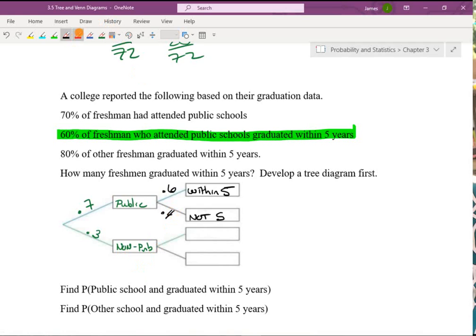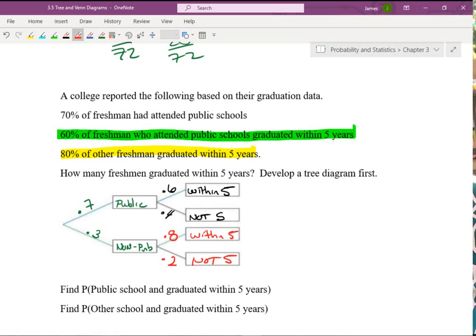It says 80% of other freshmen, which would be the non-public, right? Maybe I should have written that as other. But 80% of them graduated within 5 years, so that should be 0.8 there. And not within 5 years, that would be 0.2. Does that make sense, everybody?